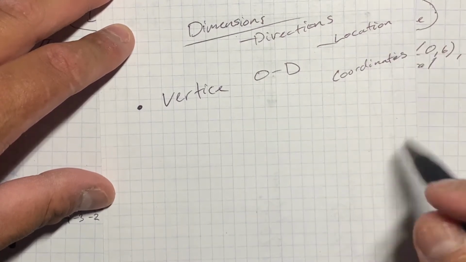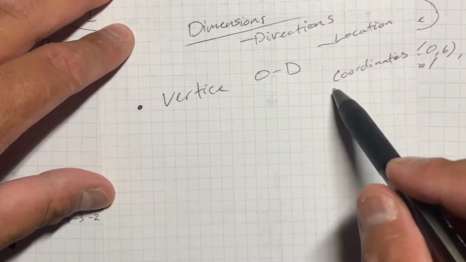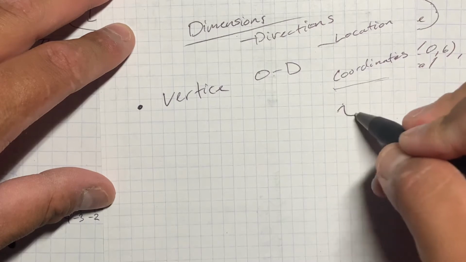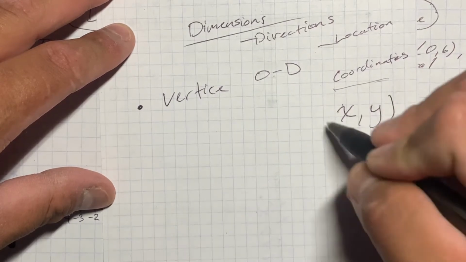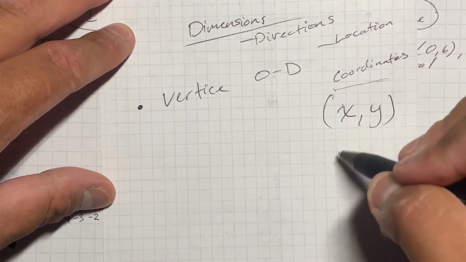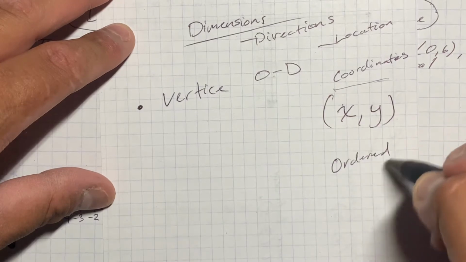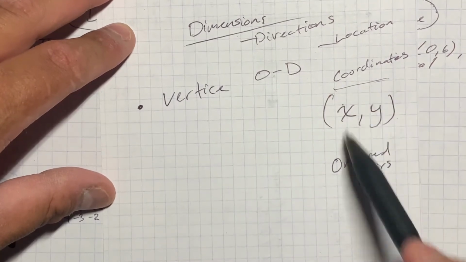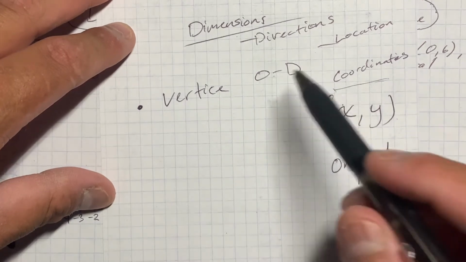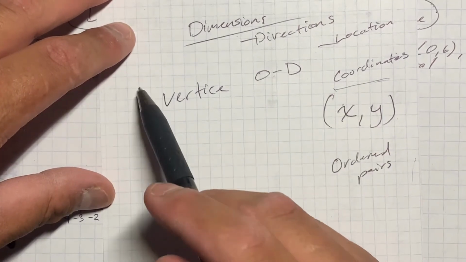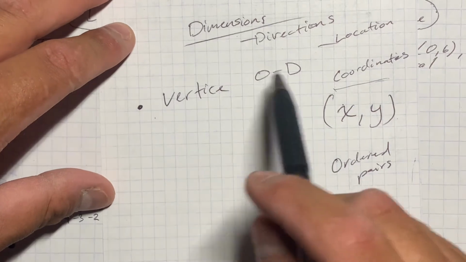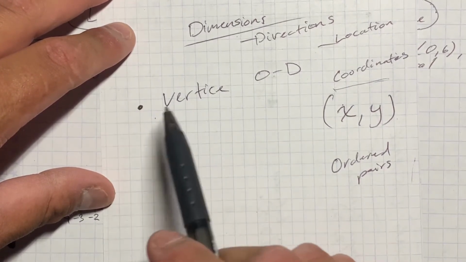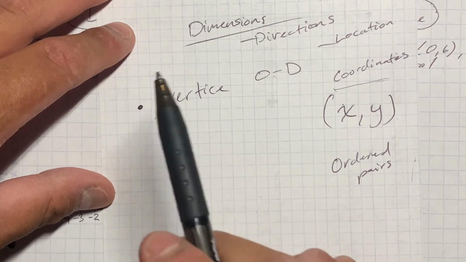Coordinates, yeah. So this coordinate, you have ordered pairs. In an ordered pair here, you have your x value and your y value. So we call these ordered pairs. There you go. So there's your ordered pairs, x values and y values. So when we plot a vertice, we're talking about a point. Again, it's 0-dimensional because there's no height, there's no length, there's no width. Okay, so it's just a point.